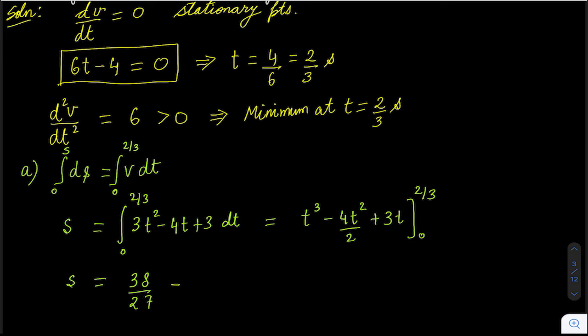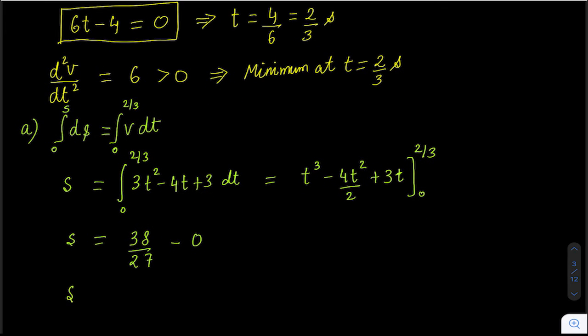And when you substitute t = 0, every term has t, so it will be 0. So s will be 38 over 27 meters. So when time is 2/3, the particle is at a distance of 38 over 27 meters from the origin. That is my answer. So here we are using definite integration.